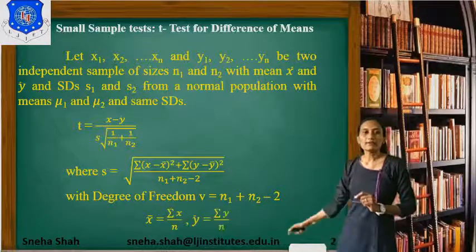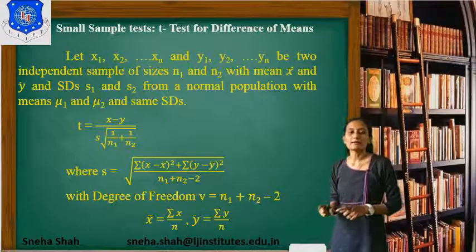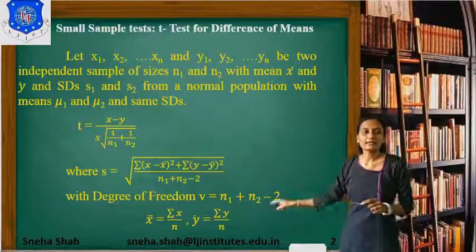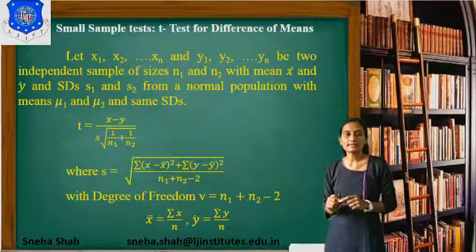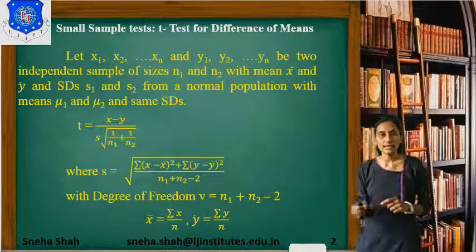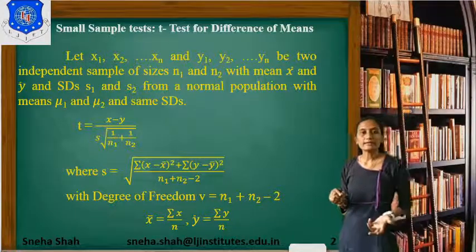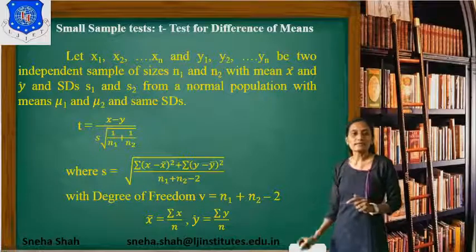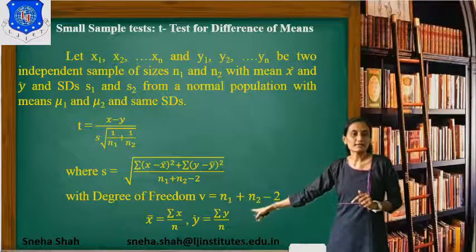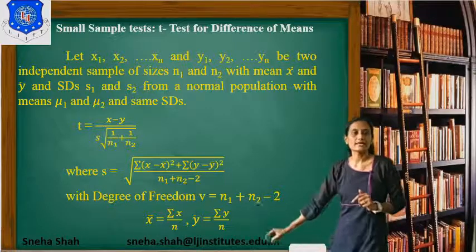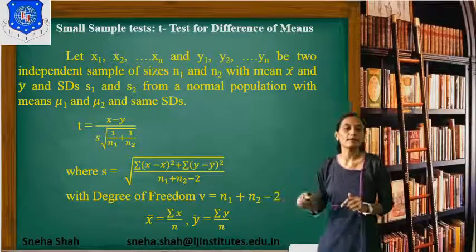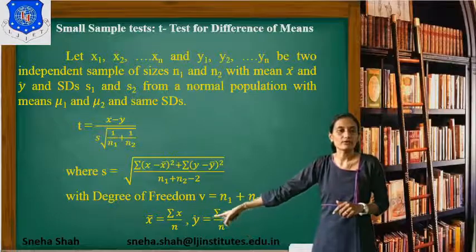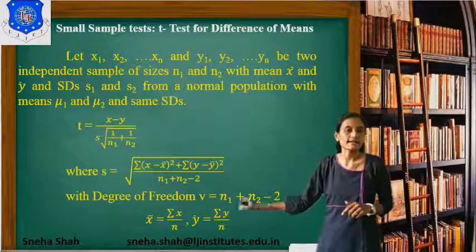Now, to find the value of x bar, as you know, x bar means the mean value of x. Similarly, y bar is the mean value of the random variable y. So how do we find the mean value? You know the equation: x bar equals summation x divided by the total number of samples n1, and y bar equals summation y upon n2. By using these two equations we can find the mean values of the two random variables x and y.